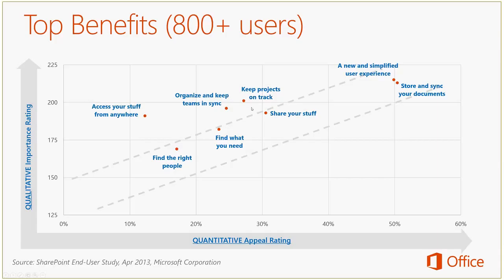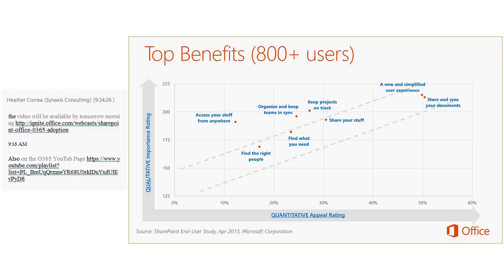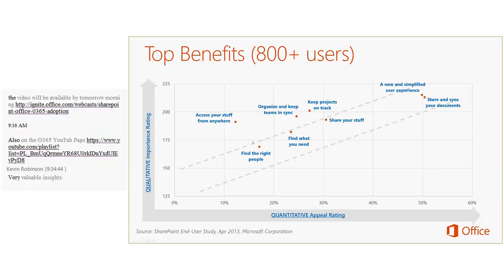Then people are obviously looking at ways to keep their projects on track. Project management is a huge scenario use case in Office 365 and SharePoint. Being able to organize and keep teams in sync with a shared site and calendars and notebook and the task list and all that. This is one of the top benefits from a user perspective. And then we have the search component, being able to find what I need to get things done instead of reinventing the wheel, finding the right people, so the social aspect.